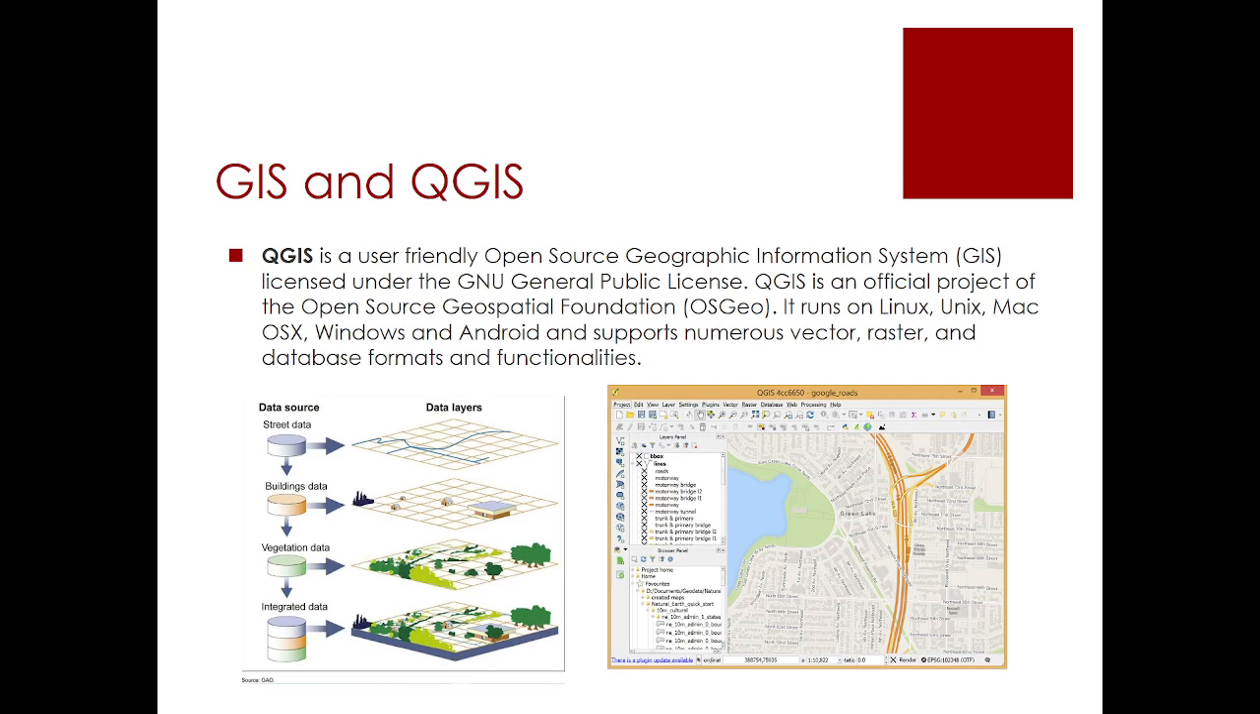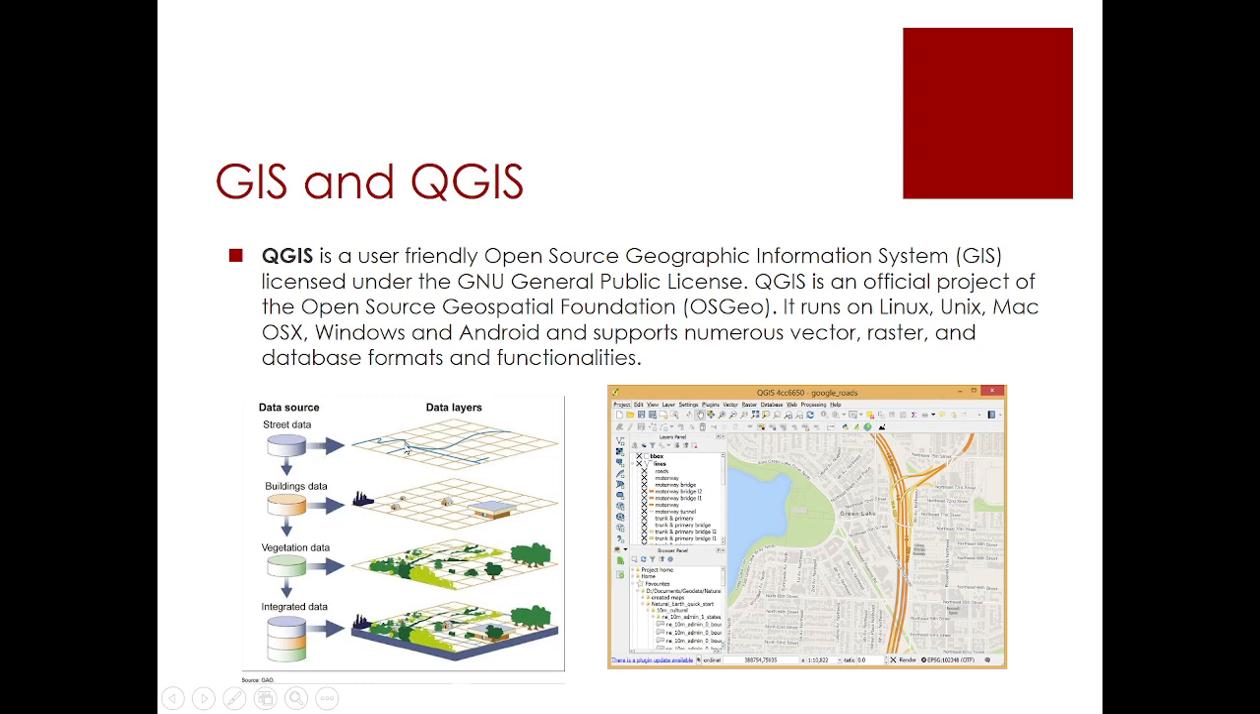So QGIS, as we discussed a few weeks ago, is a user-friendly open source geographic information system licensed under the GNU General Public License. Basically, this means it's free software for creating maps. And what kinds of maps are we trying to do in this class? We're trying to analyze.